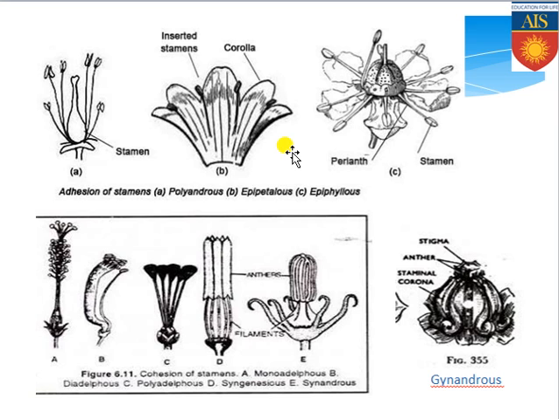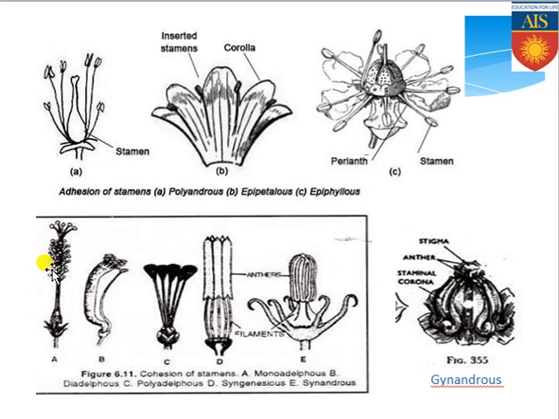So we have come to the picture. You can see this is a polyandrous flower where the androeciums are separated from each other, they are free. There the androeciums are associated with petals, so they are known as epipetalous. Here you can see the androeciums are attached with the leaves and similar structures, that's why it is epiphyllous.